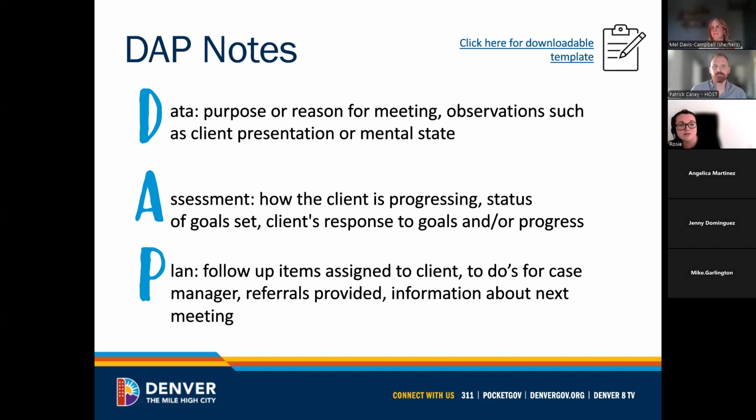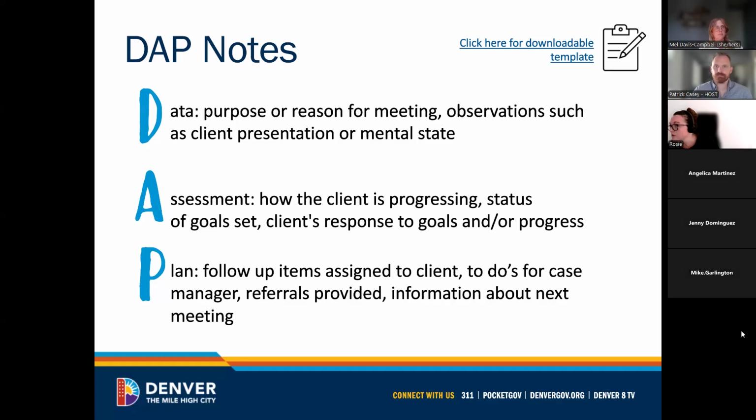So the D is for data, the purpose or reason for the meeting, just general observations such as client presentation. So the client was really agitated today, they were angry, tired, things like that. The next is assessment. So how the client is progressing, status of goals set, client's response to goals and/or progress. And then the last is plan. So it says follow-up items for you or the client, to-dos, referrals provided, information about the next meeting. So those ones are pretty tangible.